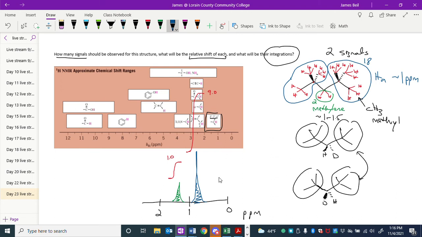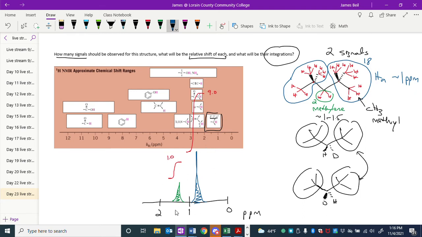So when I take the NMR, it doesn't actually tell me how many hydrogens there are. It tells me the ratio. So if I'm suspecting this might be the structure, and I know the ratio is 2 to 18 or 1 to 9, then I can look at the integrations and they confirm that.